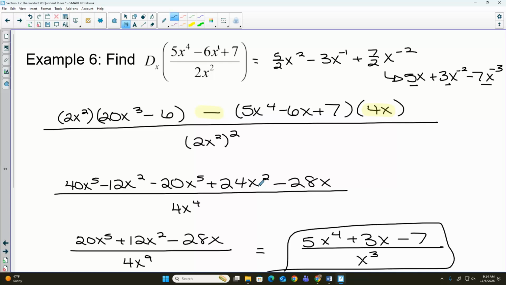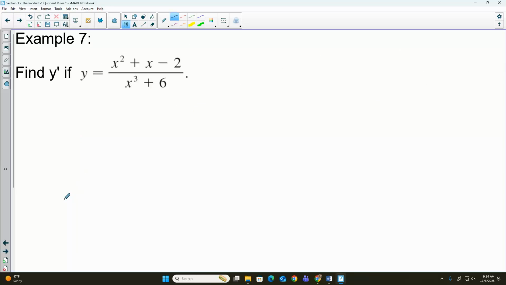But you can't always use it, so that's why we have to have our quotient rule. So let's look at one where we could not use this shortcut. If I gave you a problem like this, because I have 2 terms on the denominator, I could not do this without quotient rule. So quotient rule says low, that's your denominator, so x cubed plus 6.